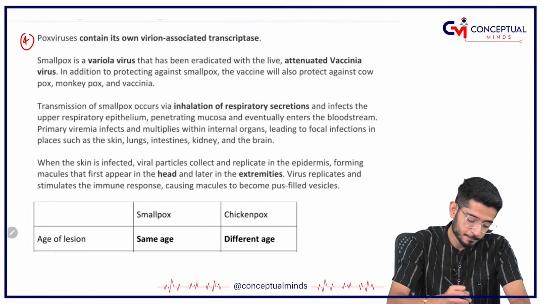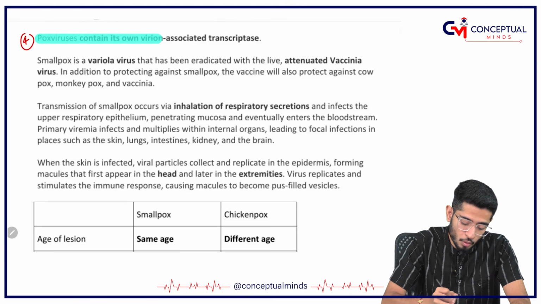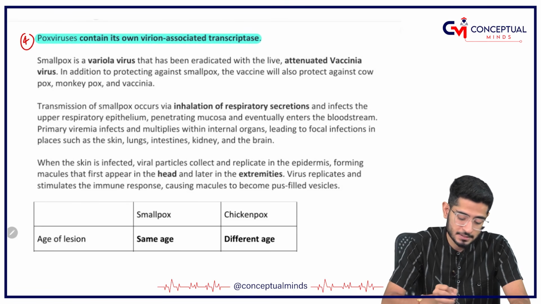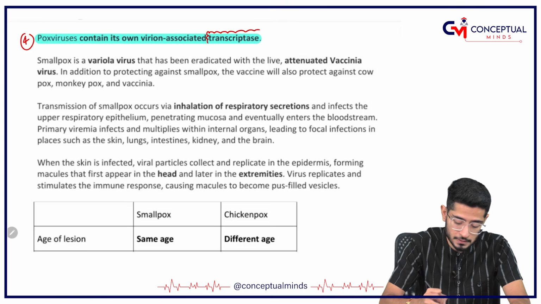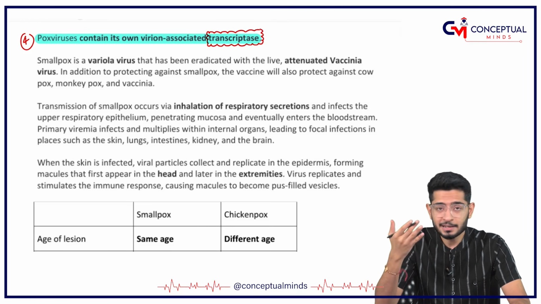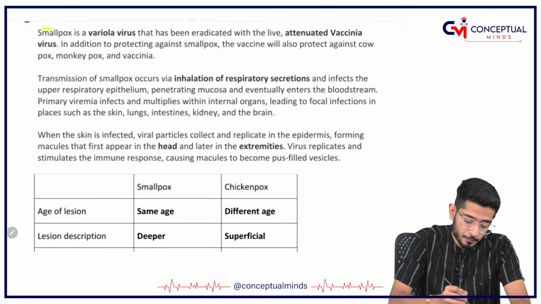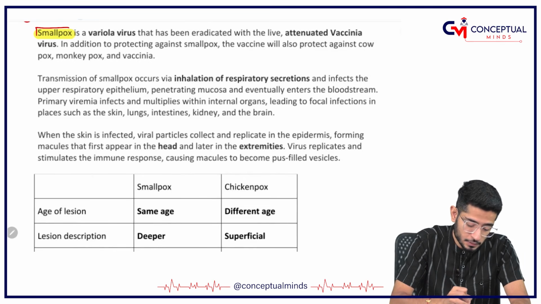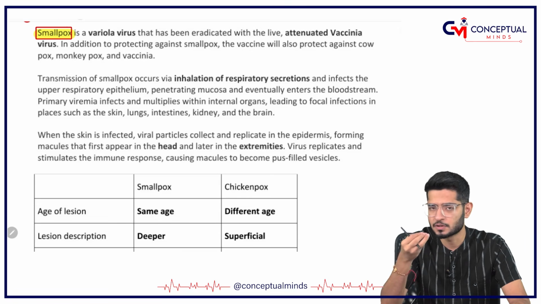Coming to the fourth exception: pox virus contains its own virion-associated transcriptase. It's an enzyme which you have to remember, that pox virus has its own transcriptase enzyme. Clear? Now smallpox, as I have told you, we will discuss in some detail. Till now I was discussing the pox in general, chickenpox, smallpox.